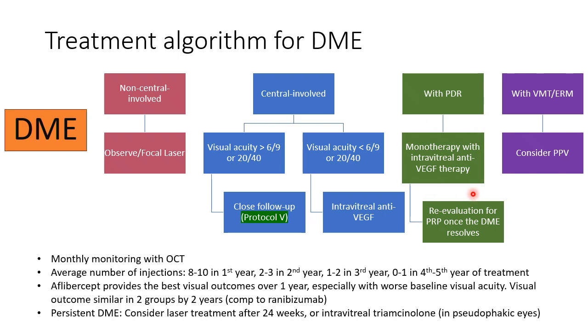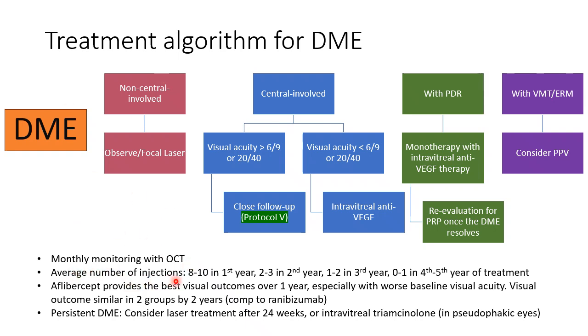Now, monotherapy with only anti-VEGFs has proven to be as good as PRP in some recent trials. So one can inject monotherapy followed by re-evaluation for PRP once the macular edema has resolved. Macular edema is worsened by cataract surgery. It is also worsened by PRP, or panretinal photocoagulation. So it is advisable to treat the existing macular edema first and then go for these two things. And of course, if there is a traction on the retina or there is an epiretinal membrane, one has to consider PPV, or pars plana vitrectomy. Just some snippets: monthly monitoring with OCT is a must whenever you are injecting.